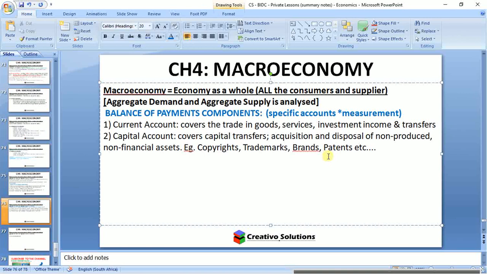Remember, countries have a certain amount of intellectual capital. If a country comes up with a new development or new research, a new invention, something totally out of the ordinary, those would be considered non-produced, non-financial assets. They gave you similar examples here: copyrights, patents, trademarks. Alright, the next one, financial account, number 3.